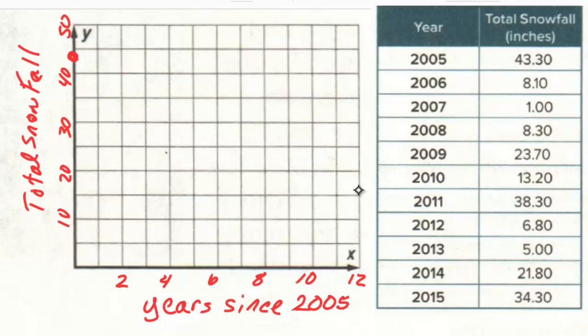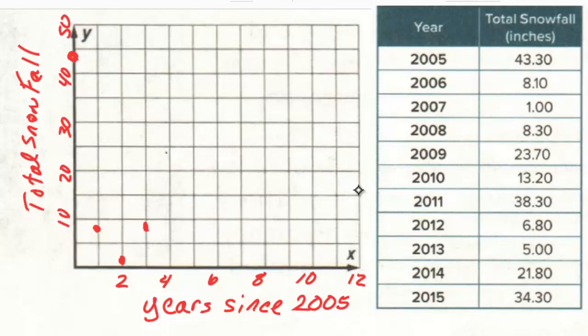The next year up is 2006. That's 1 year past 2005, so that'd be 1 and 8.1. So 1 and 8.1 would be just underneath the 10 here. 2007 is 2 years past, so that point would be way down here. 2008 is 3 years past, so that would be 3 and 8.3. So 8.3 would be right around here as well.